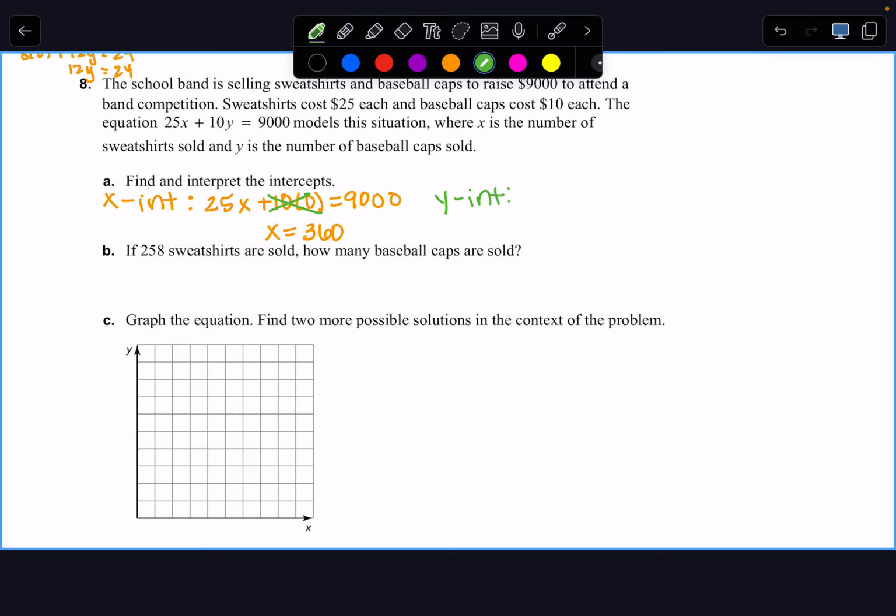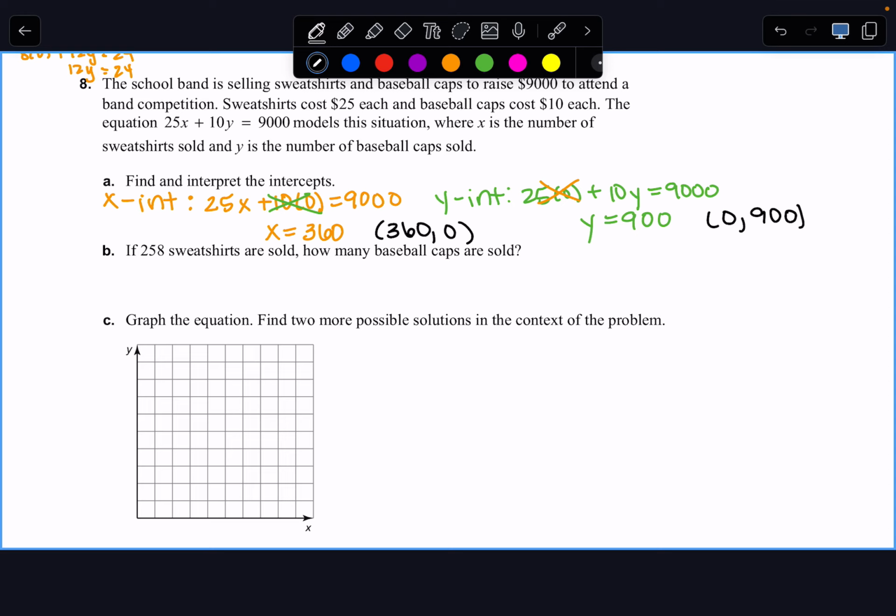Okay, our y-intercept means we're going to plug 0 in for x. 25 times 0, poof, it's gone. We have 10y equals 9,000. So our y-intercept is, yes, 900. Okay. So 360, 0 and 0, 900.